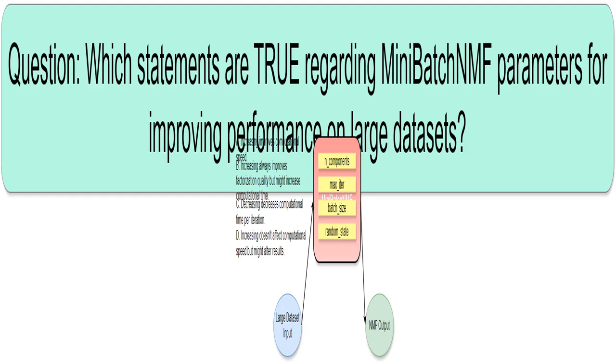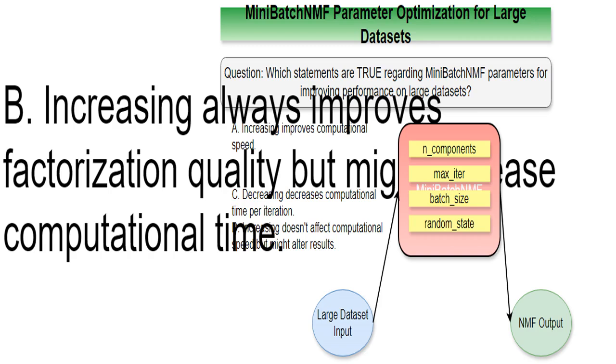I'm asking you to identify which statements correctly describe how to use the parameters of the MiniBatchNMF algorithm, a type of non-negative matrix factorization, to speed up its performance when dealing with large amounts of data. Remember that MiniBatchNMF works by processing data in smaller chunks, making it suitable for large datasets. We'll consider the effects of changing each parameter. Increasing MAXITER, which represents the maximum number of iterations the algorithm runs, can lead to a better factorization. But more iterations mean more calculations, and that directly translates to longer processing time. It's a trade-off between better results and computation speed.